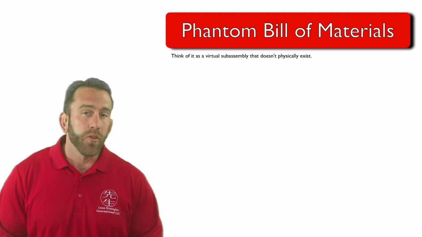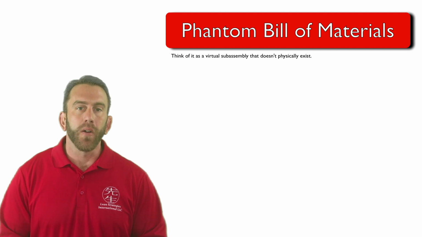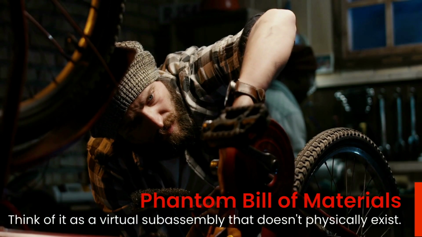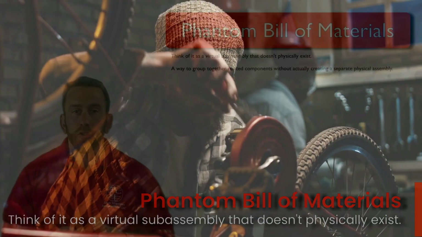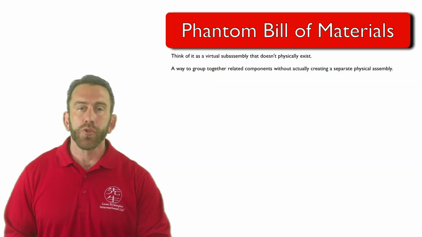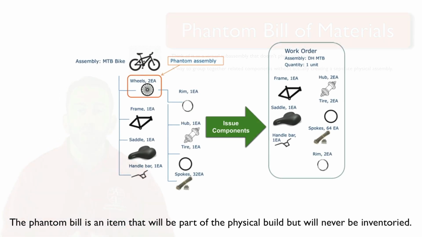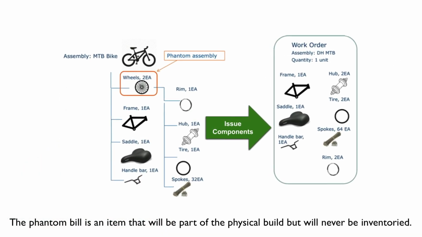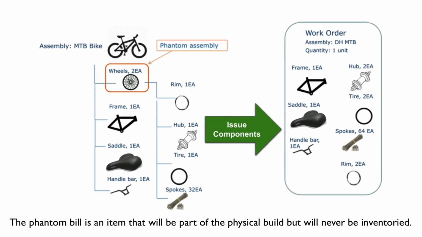Let's start by answering the question, what exactly is a phantom bill of materials? Think of it as a virtual subassembly that doesn't physically exist. It's a way to group together related components without actually creating a separate physical assembly. The phantom bill is an item that will be part of the physical build, but will never be inventoried.